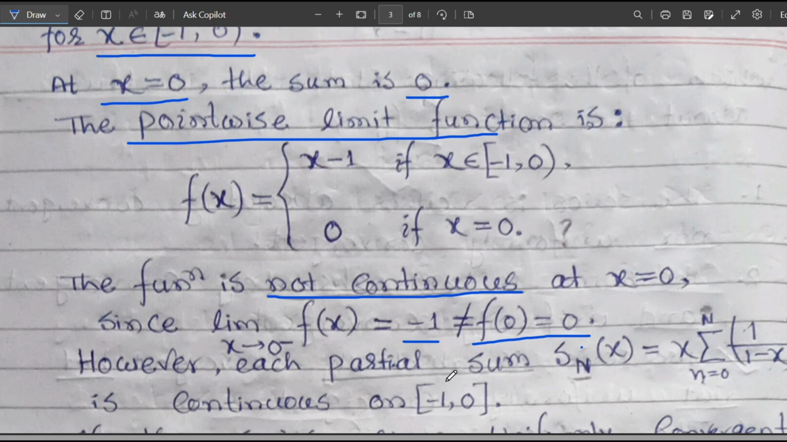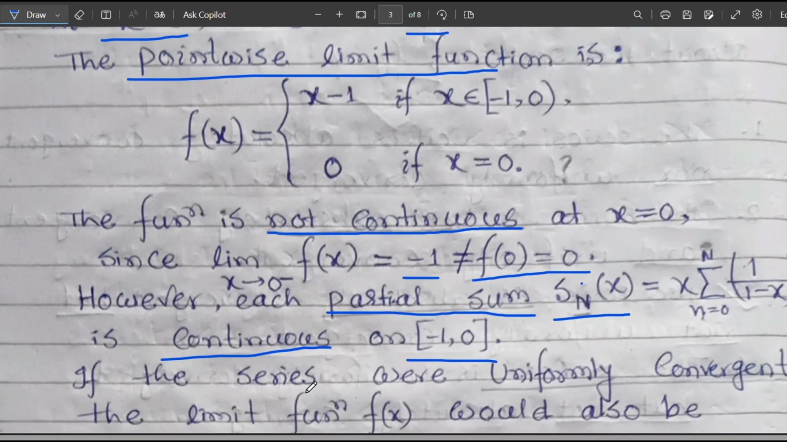However, if I talk about the partial sum, S_n(x), this is the partial sum. How are we defining it? We sum the functional values from n equal to 0 to n, and since x does not depend on n, it goes outside, times 1 by 1 minus x to the power n. So each partial sum is continuous on the closed interval -1 comma 0.